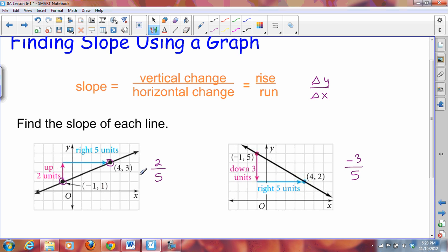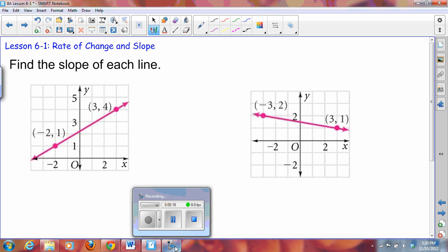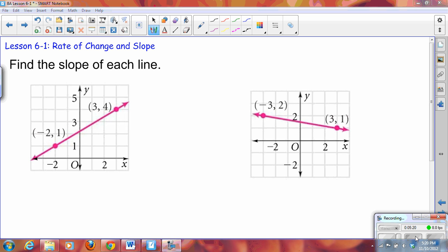Now, when you're dealing with a graph, know that from left to right, if the graph goes uphill, your slope is positive. And if your graph goes downhill, it is negative from left to right. Okay, so I would like for you to find the slope of each line on these two questions. So first, I want you to press pause, work it out on your own, and then when you're finished, press play and see how you did.